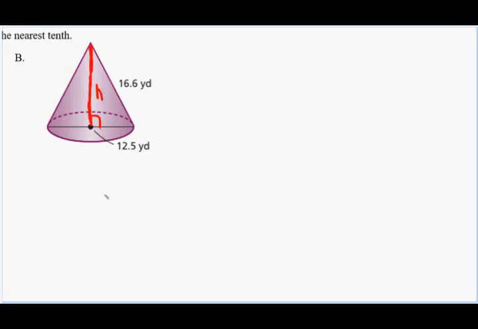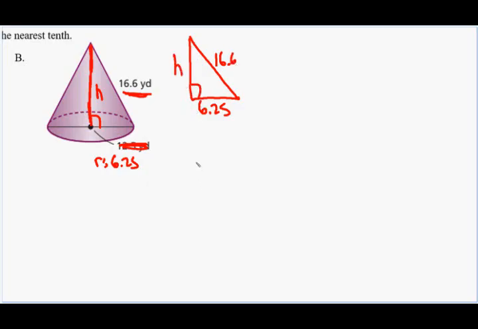So if I put a right angle here, obviously we've got a right triangle. The base of our, down here, this is our diameter, so we would have to cut the 12.5 in half. So that's going to be 6.25 would be our radius. So the radius, I'm going to sort of draw a little right triangle over here. The radius here at the bottom would be this 6.25. The 16.6 is our hypotenuse, so we would need to use Pythagoras to solve for this height.